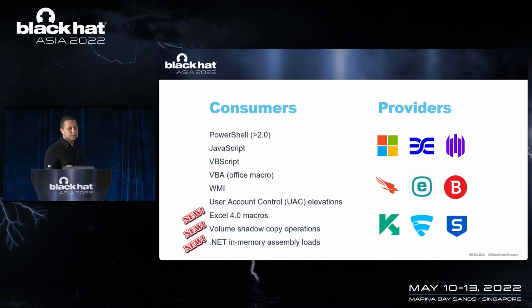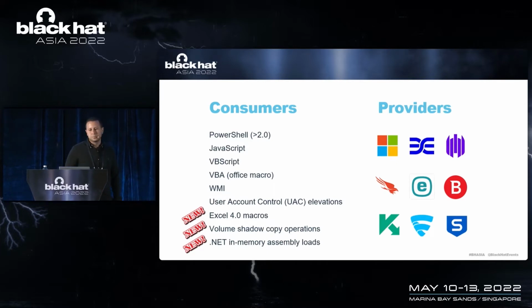We can see on the left side examples for consumers: PowerShell from version 3, which is an inbuilt consumer that consumes AMSI services to this day, JavaScript, VBA, WMI, UAC elevations, and the new ones are Excel 4 macros, volume shadow copies operations, and .NET in-memory assembly loads. All of these consumers consume AMSI services. On the right side, we can see security vendors that implement AMSI providers, such as Microsoft Defender, Deep Instinct, SentinelOne, and so on.